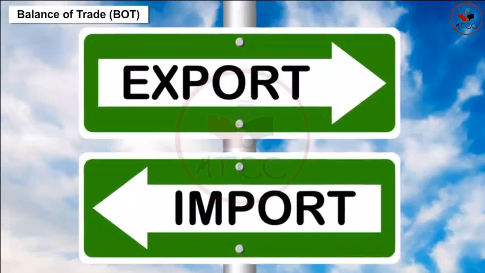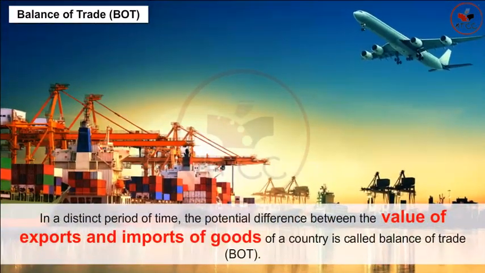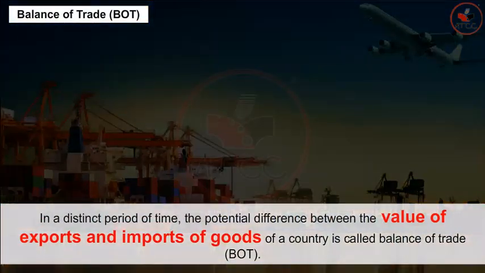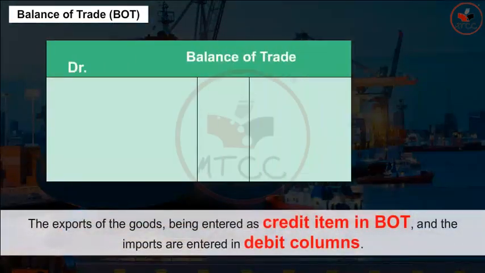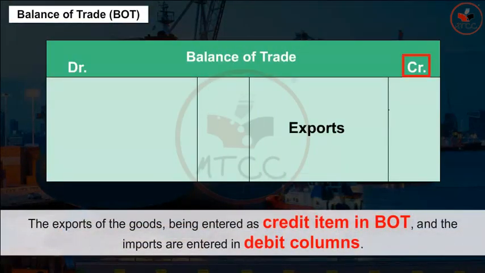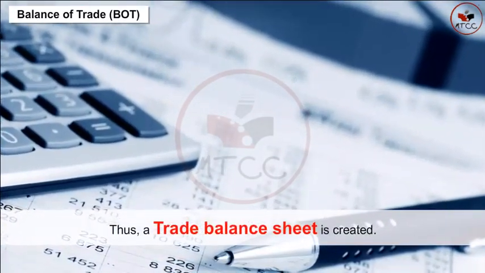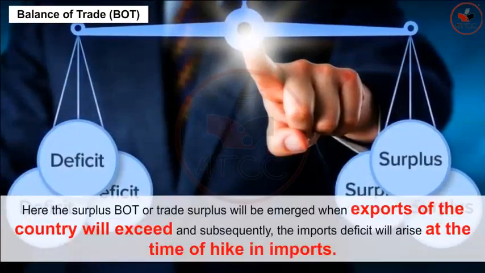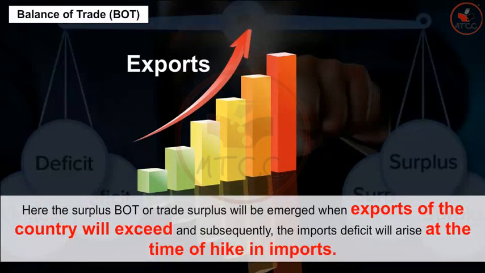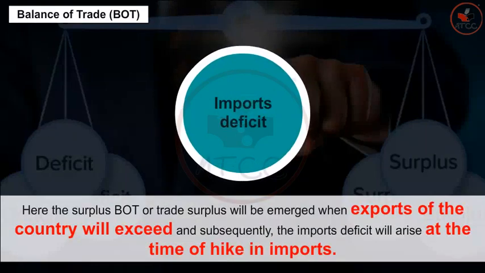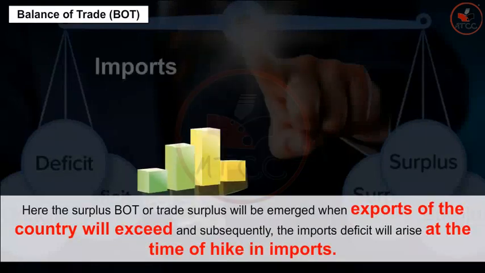Balance of trade, BOT. In a distinct period of time, the difference between the value of exports and imports of goods of a country is called the balance of trade, BOT. The exports of goods are entered as credit items in BOT and the imports are entered in the debit column. Thus, a trade balance sheet is created. Here, a surplus BOT or trade surplus emerges when exports of the country exceed imports, and a deficit arises at the time of a hike in imports.